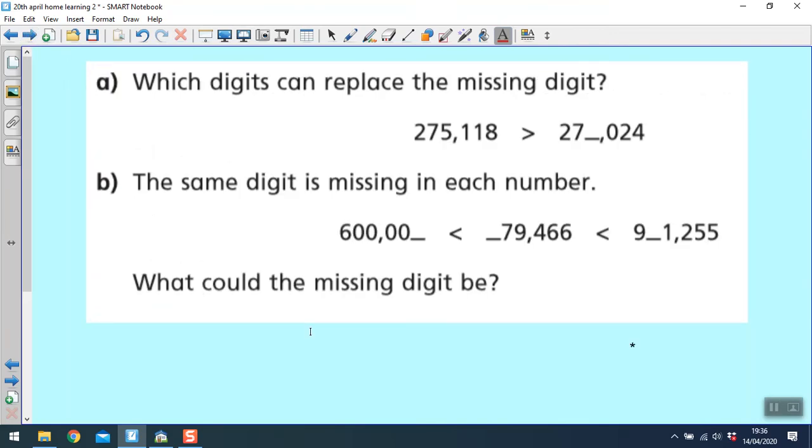Okay, this is the last question of the day. Which digits can replace the missing digit? We've got 275,118. It's got to be bigger than 270 something thousand and 24. See if you can have a go. Pause the video.